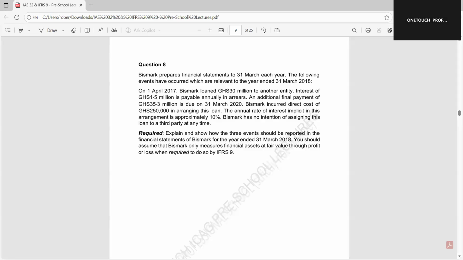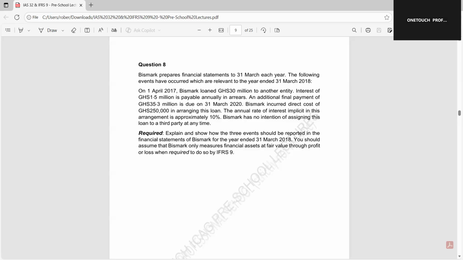An additional final payment of 35.3 million is due on 31st March 2020. Bismarck incurred direct costs of 250,000 in arranging this loan. The annual rate of interest implicit in this agreement is approximately 10%. Bismarck has no intention of assigning this loan to a third party at any time. Explain and show how the event should be treated.